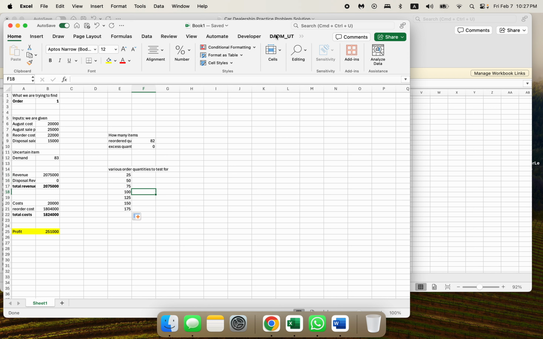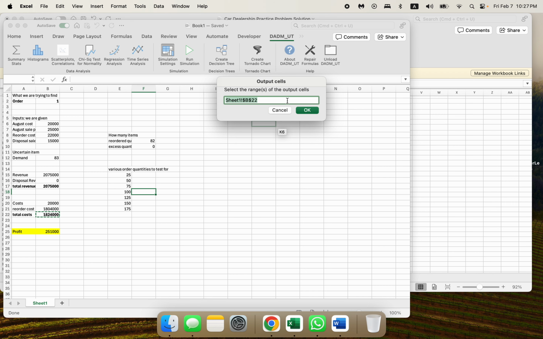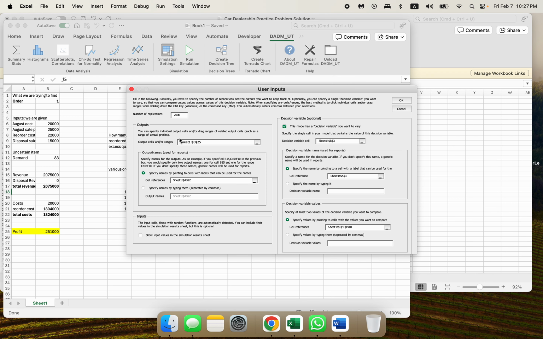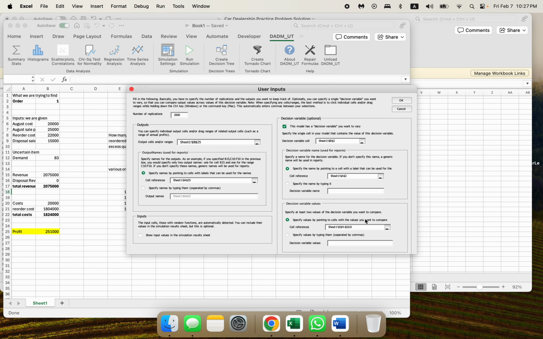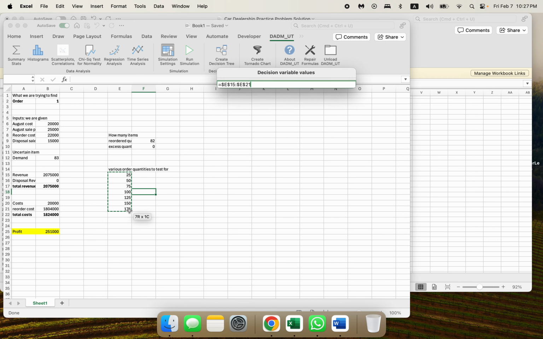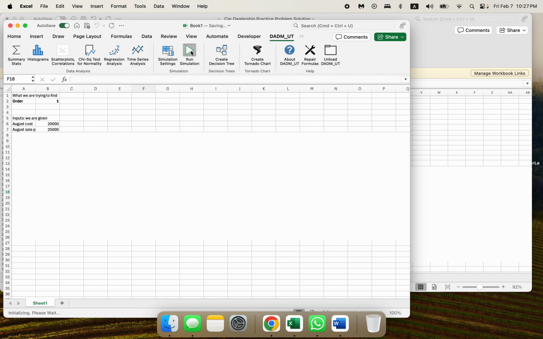Now we go to our simulation settings. Number of replications, 2000. Our output cell would be profit, because we want to find the mean and other statistics for the profit. We also have a decision variable. The decision variable is how many we're ordering, and that is the label for it. Here are the values that we want to test. Now we can click OK and run our simulation.